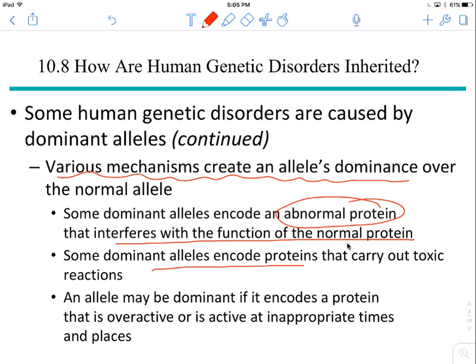Dominant alleles can also encode proteins that carry out toxic reactions. So instead of carrying out the correct reaction, it carries out some weird toxic reaction that can cause interference. Okay. Dominant alleles can also encode a protein that is overactive or is active at the wrong time and place. So again, it doesn't have the correct function.